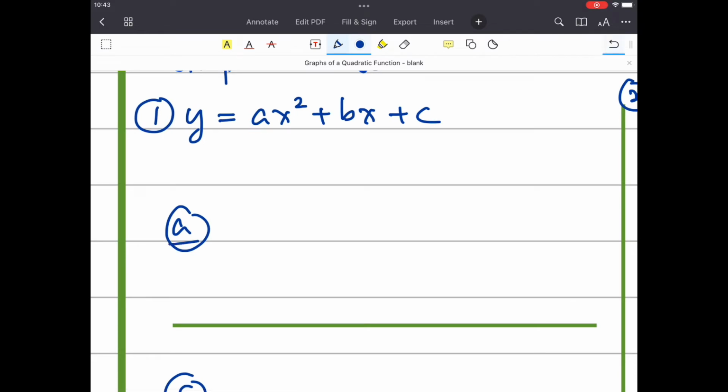For a, it talks about the direction of opening. When a is greater than 0, the curve opens upward. And then when a is smaller than 0, the curve opens downward.